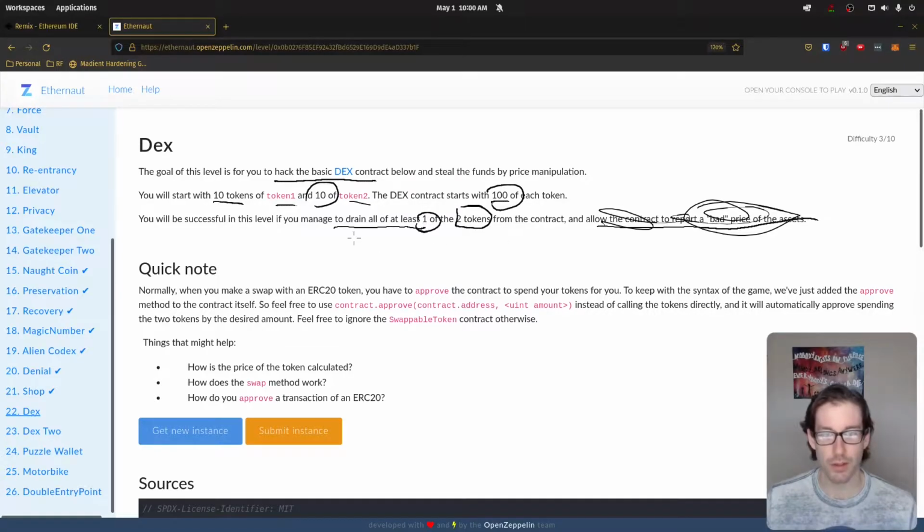But the goal here is basically to drain at least one of the tokens. Here they're going to give some tips and tricks on what you should consider. Really the high level piece here is that the important thing to focus on is how the price is calculated for these tokens, because that's what we're going to manipulate in the end.